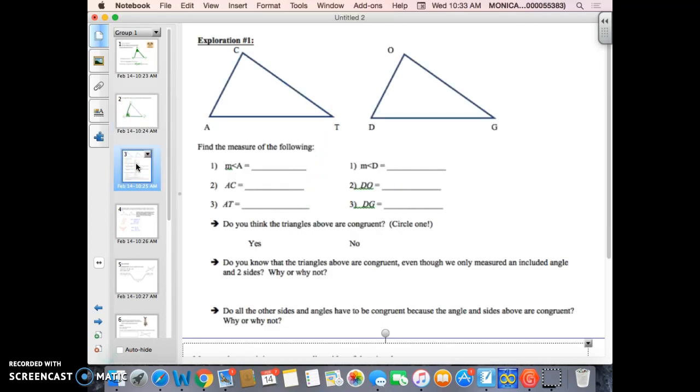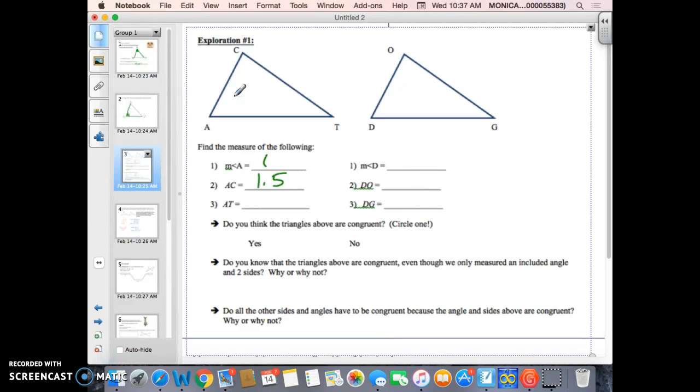Okay, so let's go ahead and do this exploration. Once again, you're going to want to pause the video at this moment, and you're going to use your protractor to measure the following angles and side lengths, and then come back to the video when you're ready. When I measured the following sides and angles, and again, our measurements might be a little bit off, I measured angle A to be 60 degrees, and I always like to write it in my drawing as well. And then side length AC was 1.5. And side length AT was 2.5.